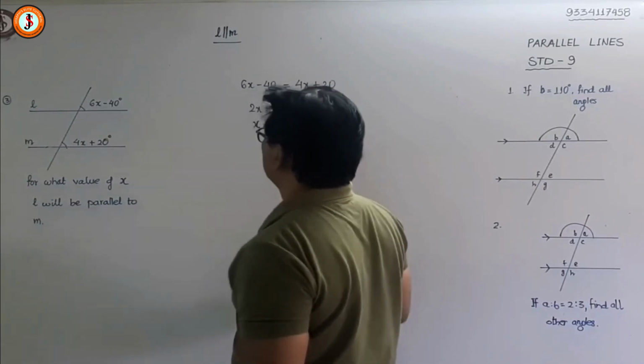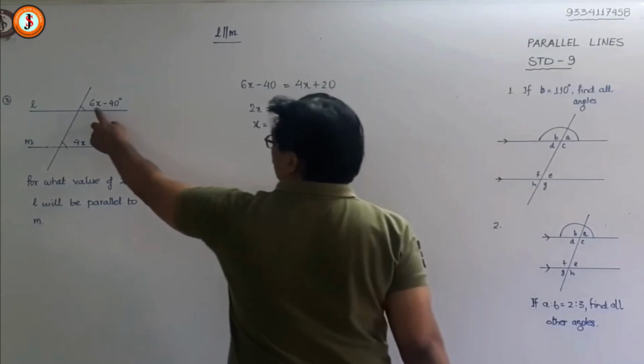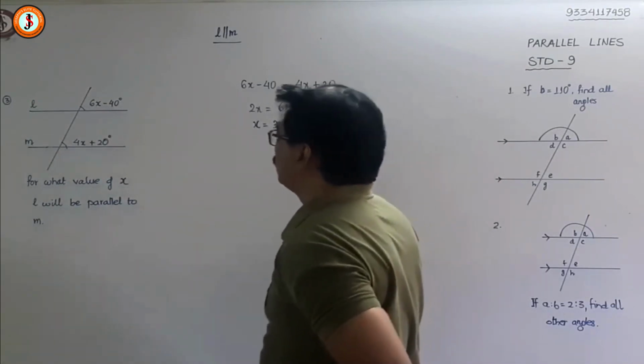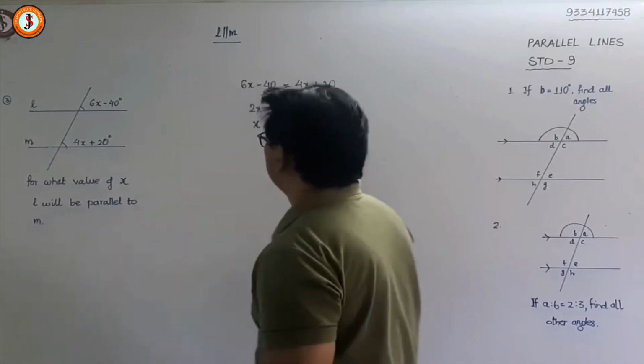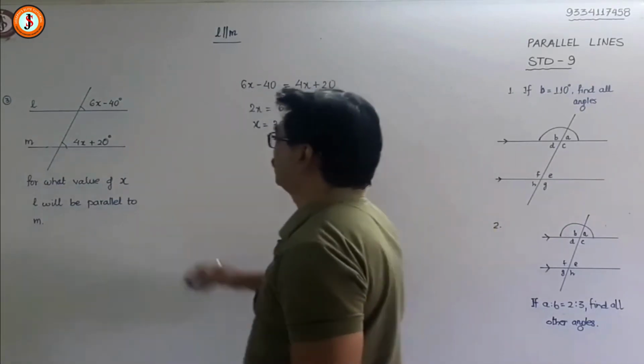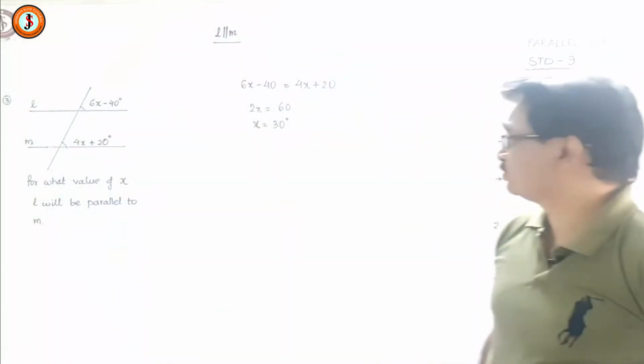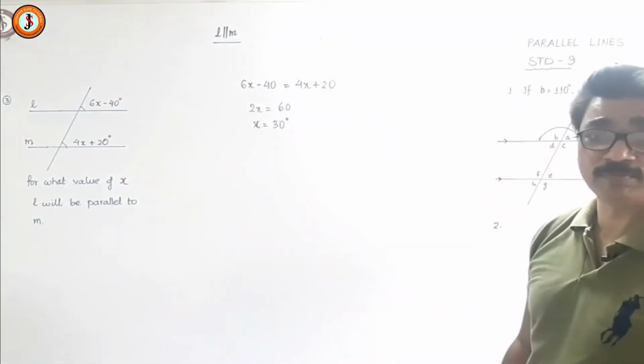So x is equal to 30. Let us see, if I put x is equal to 30 over here, 6x is 180 minus 40, which will be how much? 140, and this is also 140. So that means if x is equal to 30, then both these lines will be parallel.